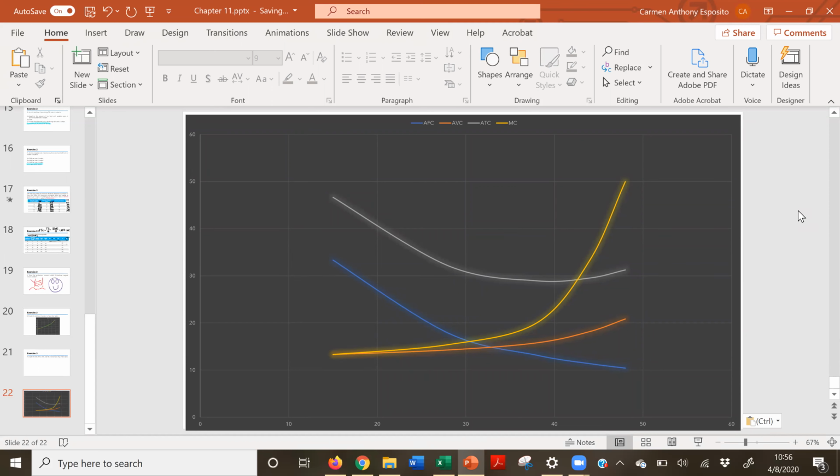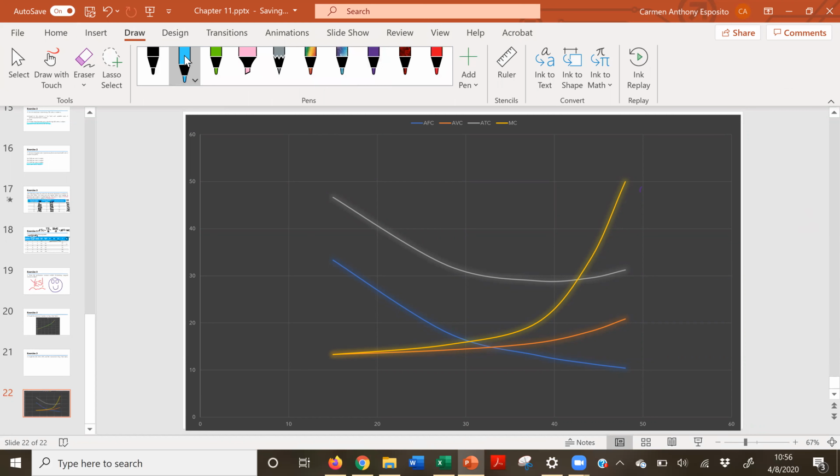So we can see that this blue curve is our average fixed cost. The orange is our average variable cost. And you take the two things together, add them, and you'll get your average total cost. And then this bright yellow line is our marginal cost. And so that completes exercise 3.